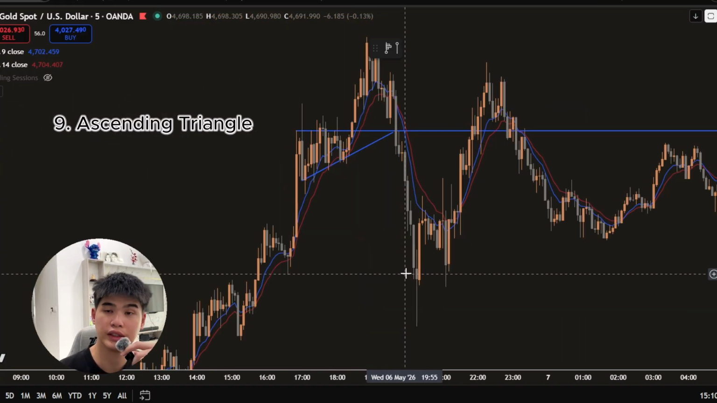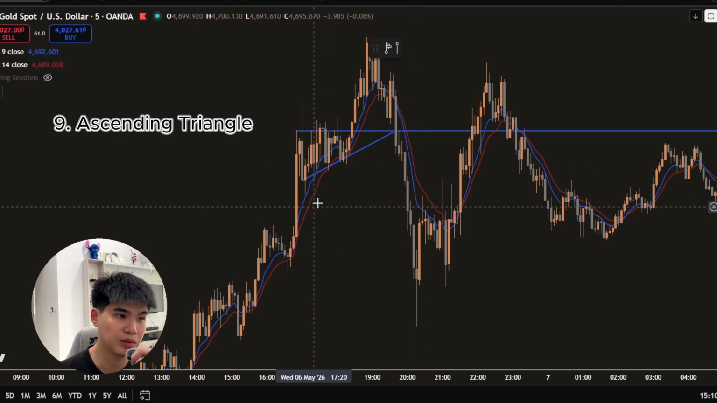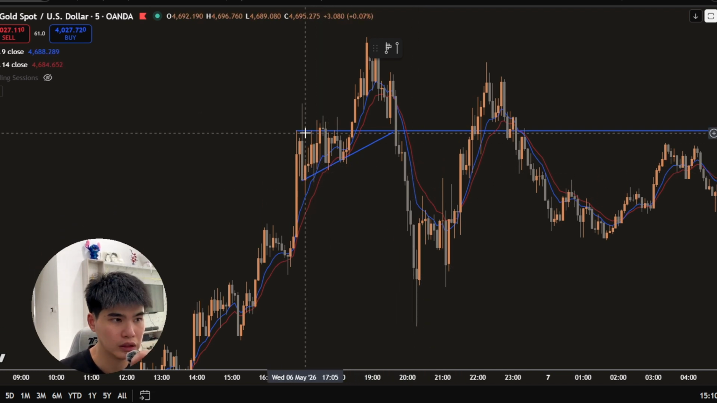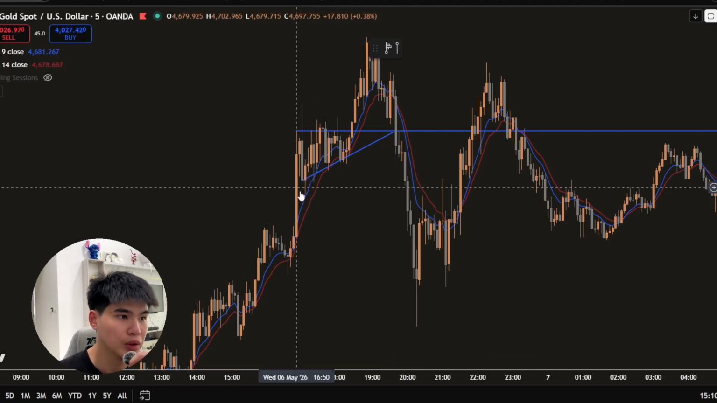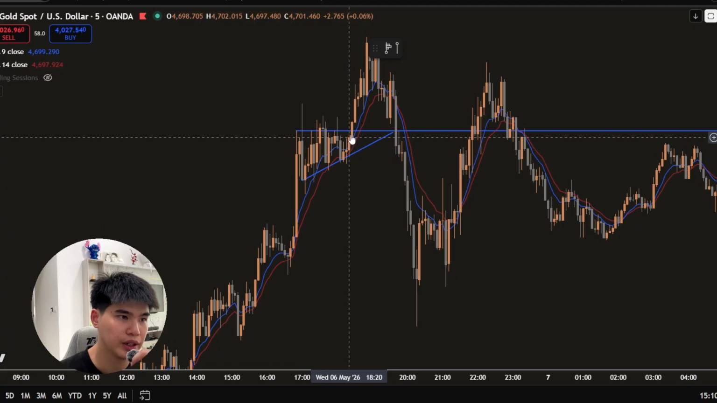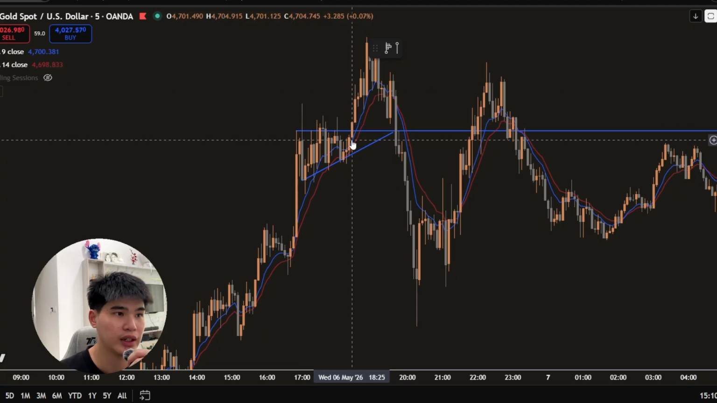And now we look at the ascending triangle. This is not the best example, but we can tell that there's a flat line here, and then there's a diagonal line here that basically forms a triangle. So price is squeezing in between, and once price broke up through our flat line, it just shot up.